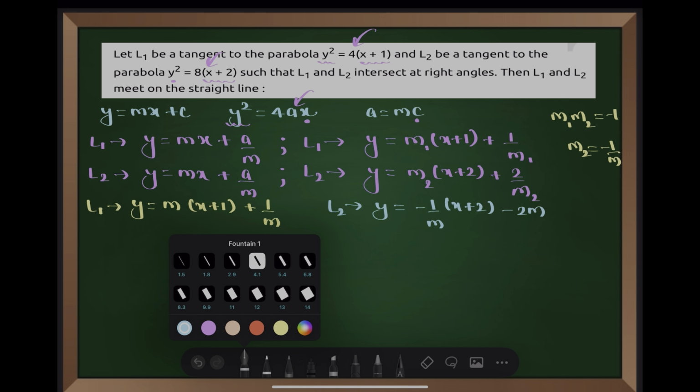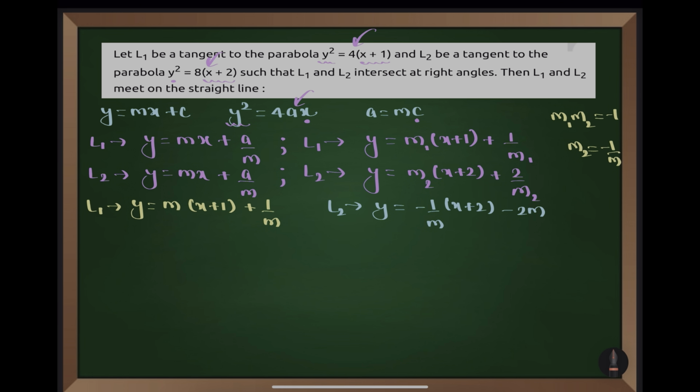Okay. Now look at this. These guys are interested in finding where L1 and L2 meet on the straight line. Meet means what? Intersection point. So we have to find out the intersection point of line L1 and L2. So can I apply substitution in these two lines? Okay, here also it is y equal to something, here also it is y equal to something. So I'll substitute. So can I write m times x plus 1 plus 1 by m equals minus x plus 2 by m minus 2m?